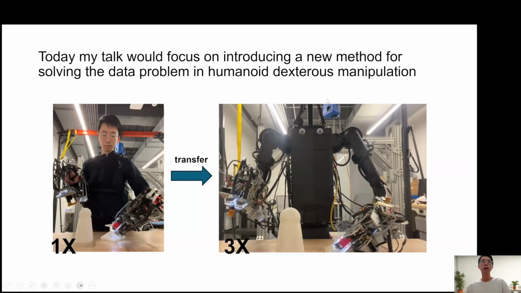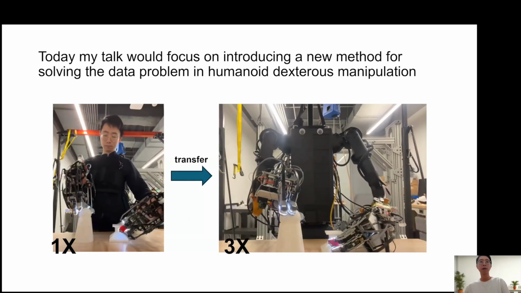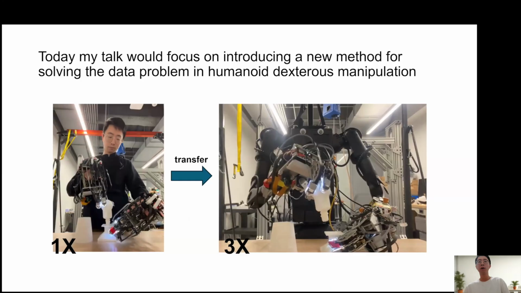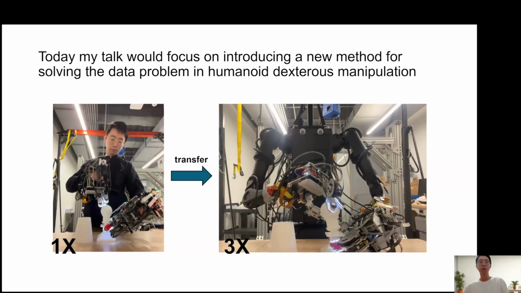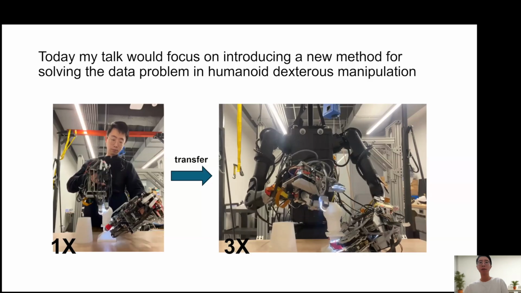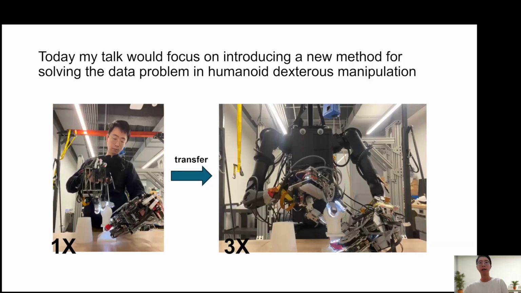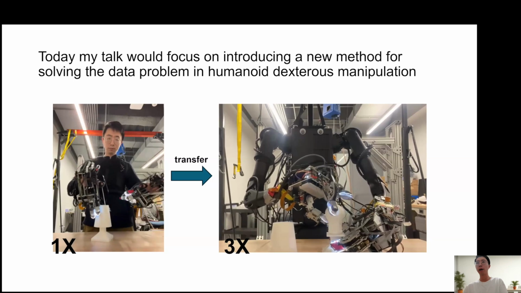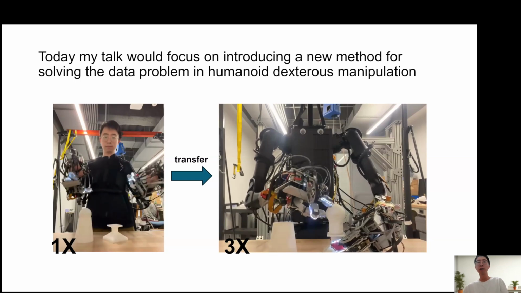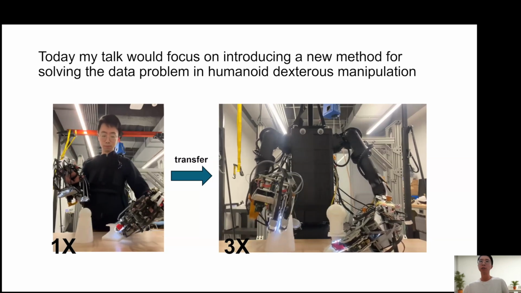So in today's talk, I will focus on introducing how we can sensorize, for example, myself in this video to conduct some daily manipulation, collect those data, and transfer them onto a real robot. Here, a Unitree H1 robot, to solve the data problem in humanoid dexterous manipulation.